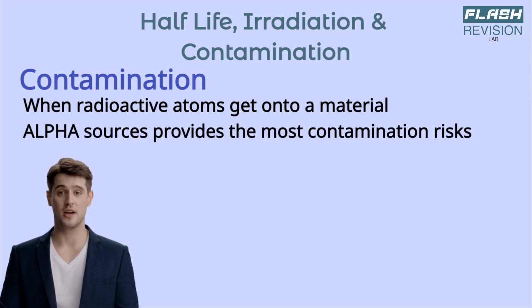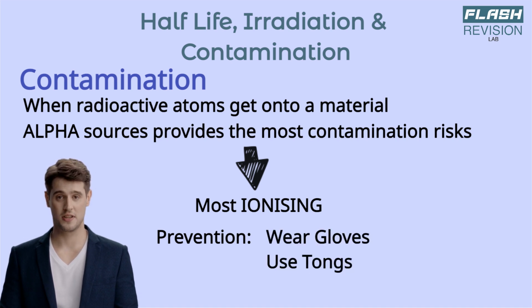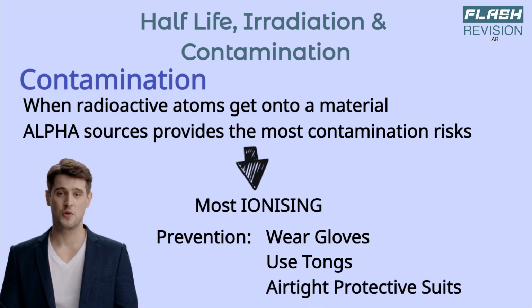Alpha sources provide the most contamination concerns out of the 3 types of radiations. This is because they are the most ionizing, so cause the most damage when in contact with the body. So how do we prevent contamination? You can use gloves and tongs when handling sources to prevent atoms getting onto your skin. Or wear airtight suits which keep you safe from breathing in radioactive particles.